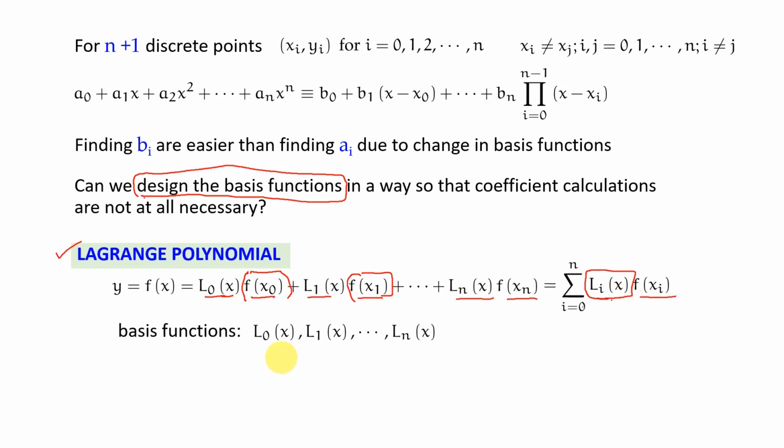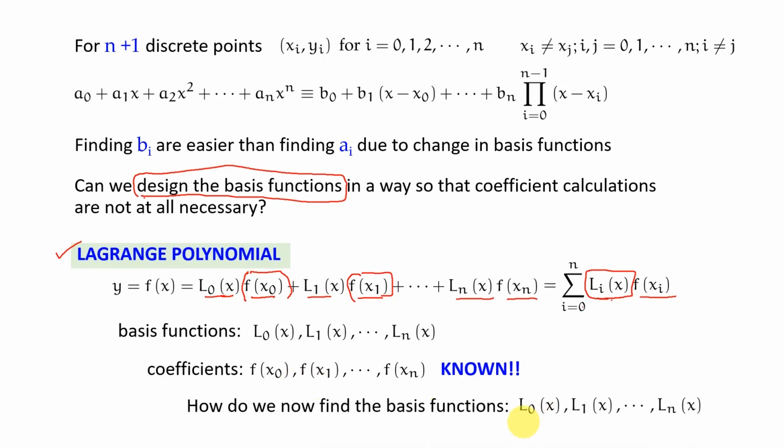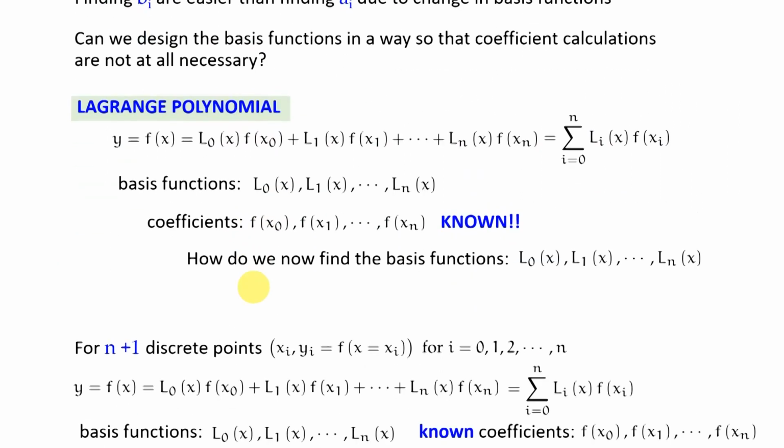So now we have to know this basis function L0 x, L1 x up to Ln x, where the coefficients are known. And in the next part we will see how we exactly get this Lagrange basis functions L0, L1, etc.